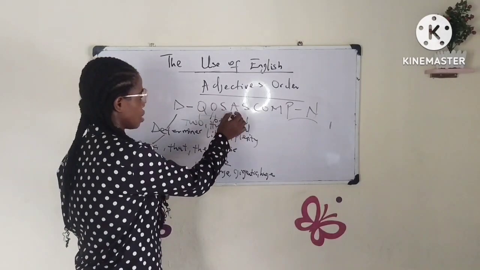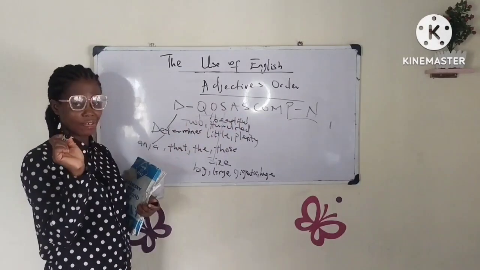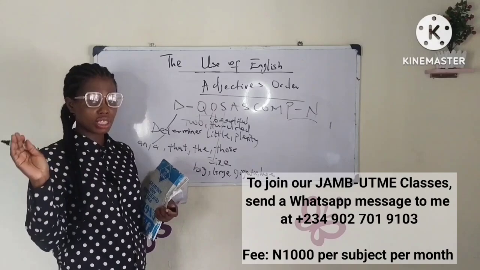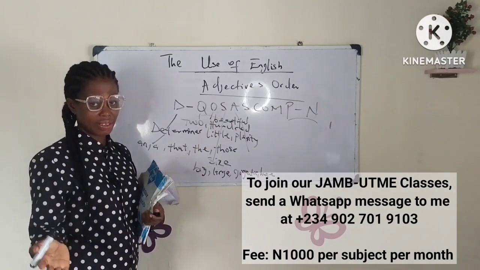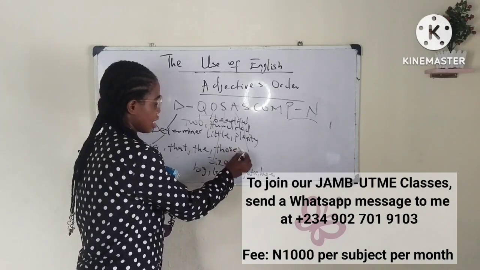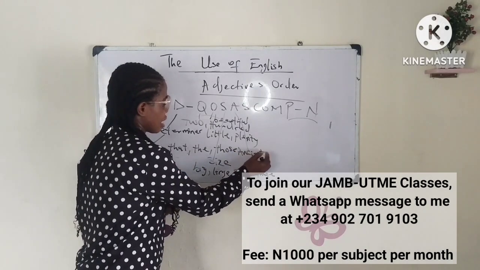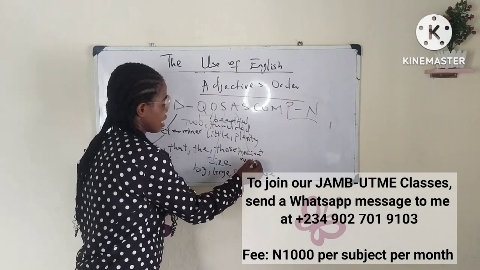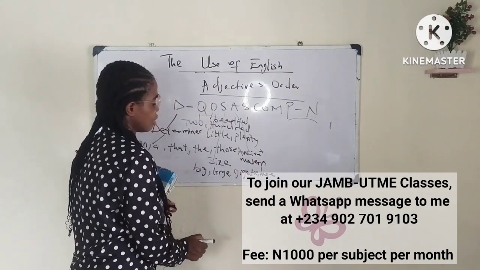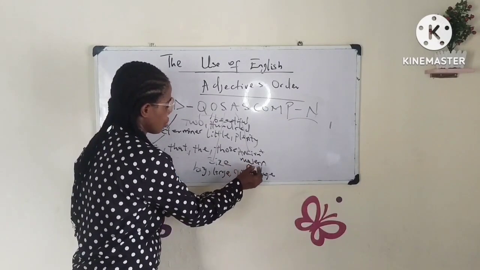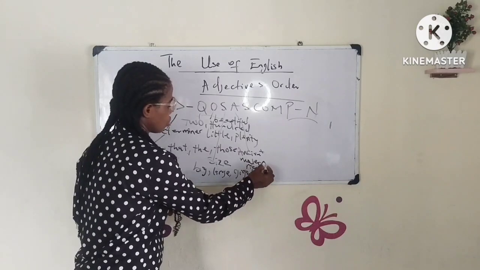Now, after size, what do you have next? You have A, and this A stands for age. How old the thing that is being described is. Is it ancient? Is it modern? Is it new? Is it 5 years old?